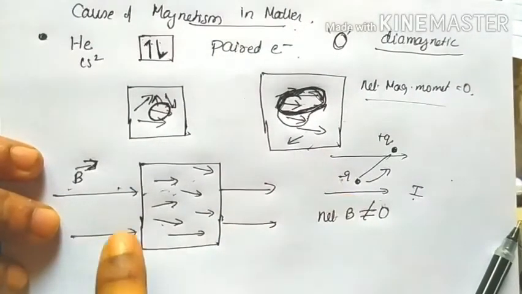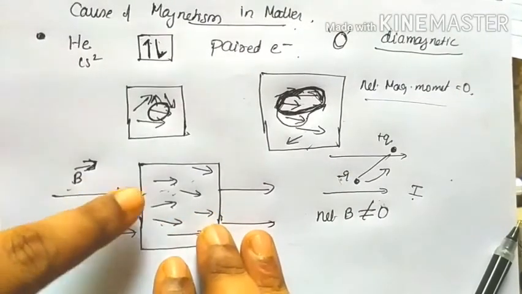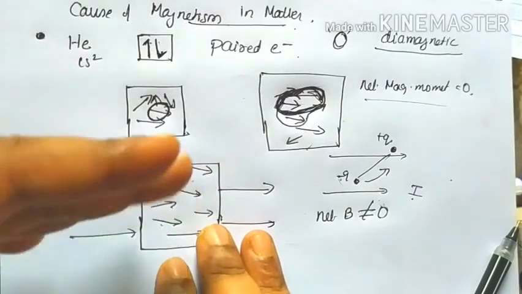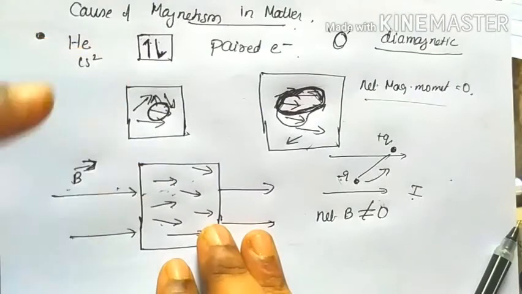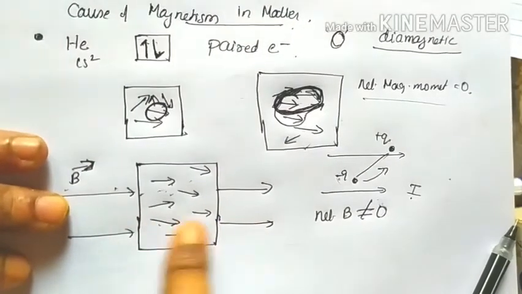Now this alignment can be made proper. I told you when you apply a magnetic field, they will align due to the torque, but not in a perfectly straight way. If you want to align them in a particular direction, you can either increase the applied magnetic field or you can increase the temperature. By both of them, you can increase the alignment.